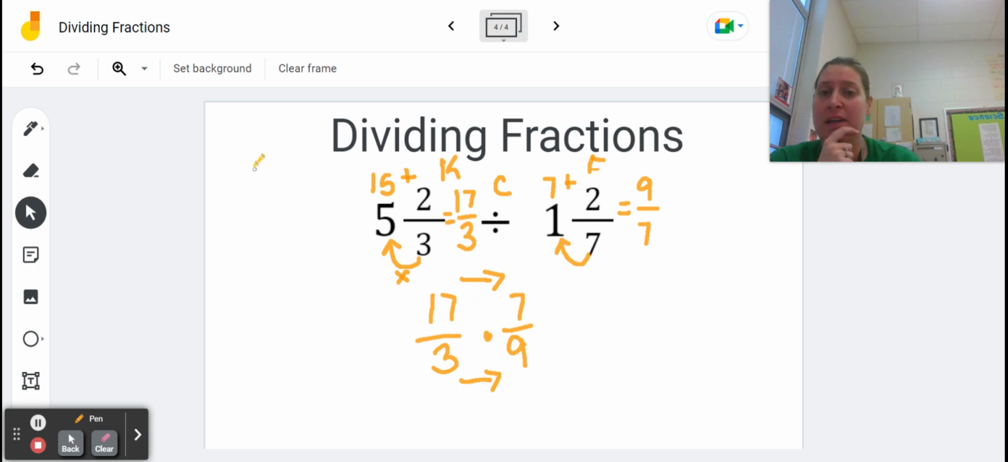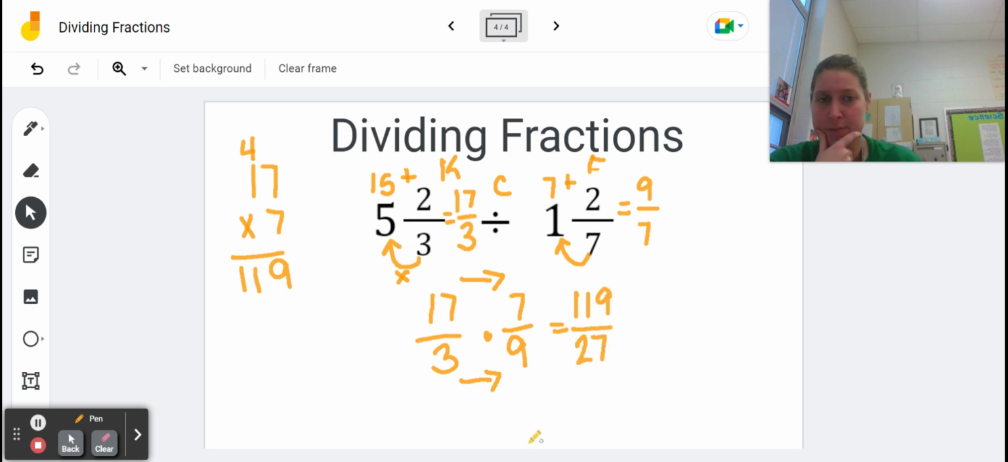17 times 7, we can do the math off to the side. 7 times 7 is 49. 7 times 1 is 7, plus 4 is 11. So 17 times 7 is 119 over 3 times 9 is 27. I can tell that this is now an improper fraction because my numerator, the top number, is larger than my denominator. So I need to pull out my whole numbers.